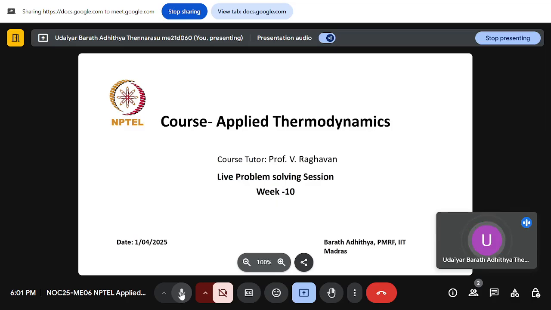So that's where we left the previous week, and this week we'll continue on combustion problems, and we'll do some more on the energy balance of the combustion, and also look at finding out adiabatic flame temperature and problems on those.